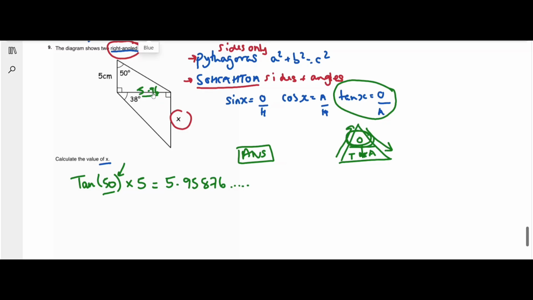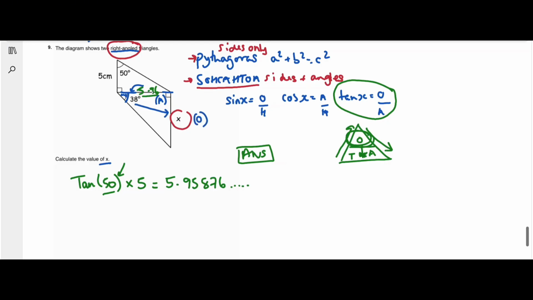I've just worked out 5.96, which is this side at the top here. And that is again next to this 38 because I'm now using the triangle at the bottom. So I've got the adjacent side in this bottom triangle. This is a separate triangle to the top one, so it wouldn't be adjacent in the top triangle, but it is adjacent in the bottom one. And x, which is the side I'm trying to find, is, again, opposite the angle.